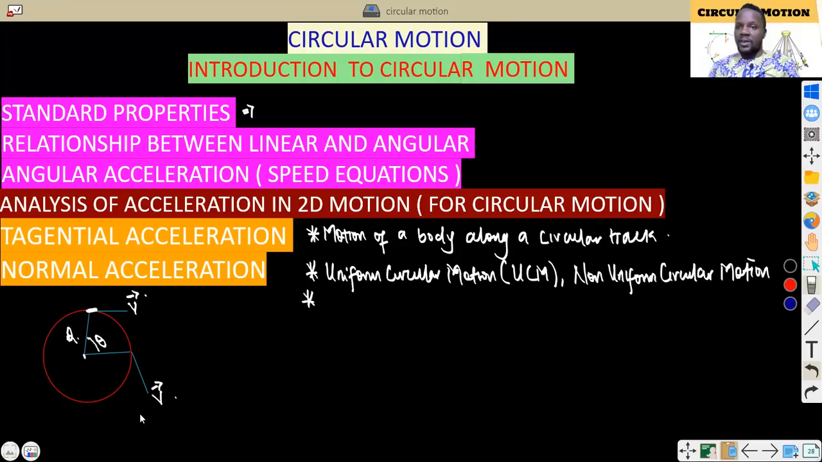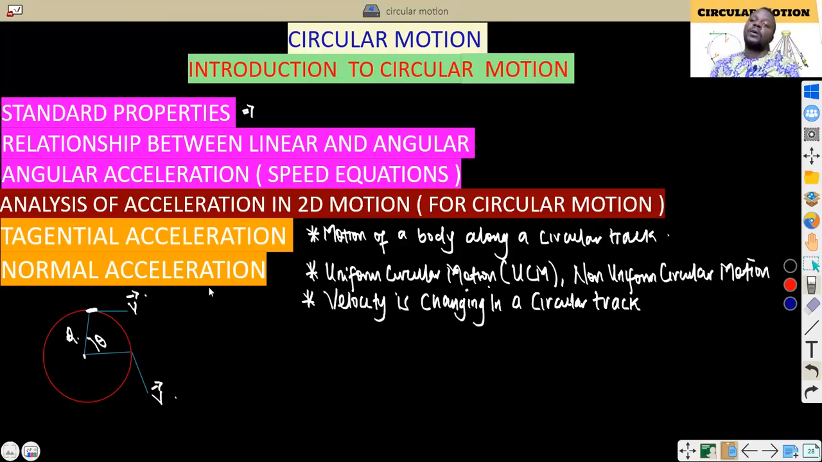So I will be very fast in this video because I have a lot of things to talk about, and I'm just giving 1.5 hours to run the video. So by what we have studied, now you don't say in circular motion that velocity is constant. No. So keeping in mind that velocity is changing in a circular track. So the velocity is always changing in a circular track. And that is very important for us to keep at the back of our mind.